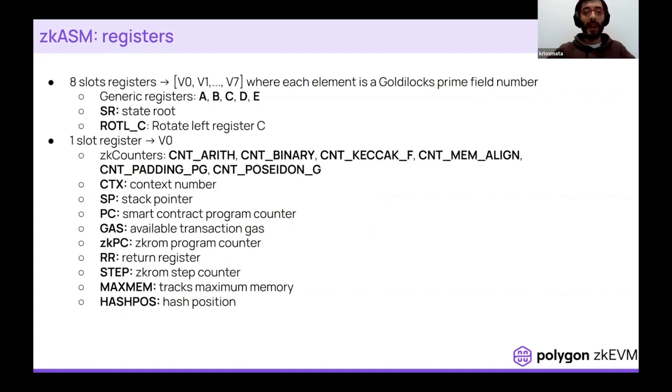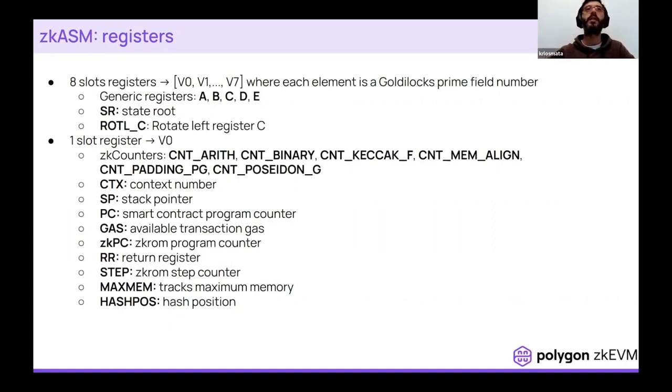So first of all, we have generic registers that you can play around with, which are A, B, C, D, and E, and all of them have this kind of array of 8 elements. We have the state root, which will be the state root of the Merkle tree, of the state tree. And we have the rotate left CIN, which is a useful register in order to avoid using state machines afterwards. I mean, it's a register that optimizes the code a little bit.